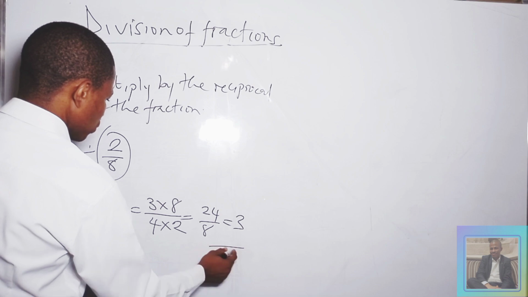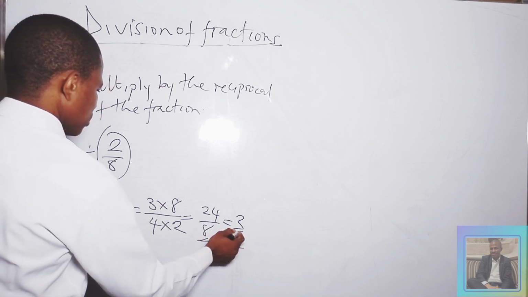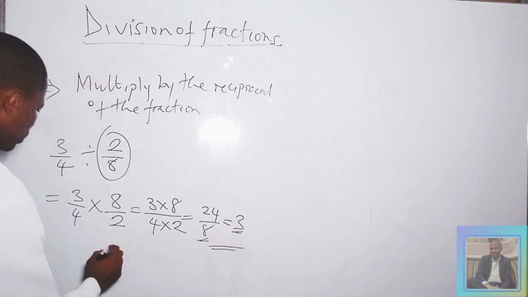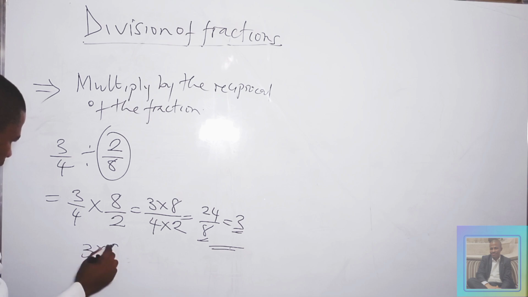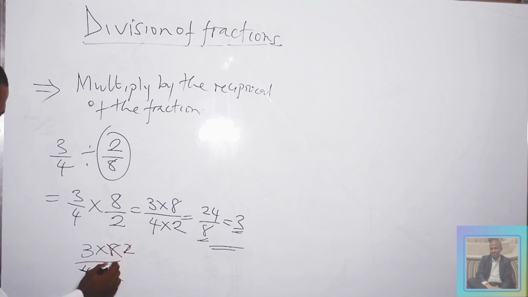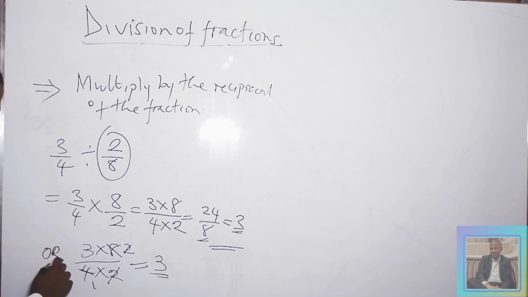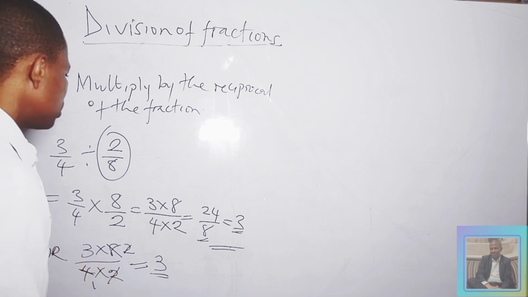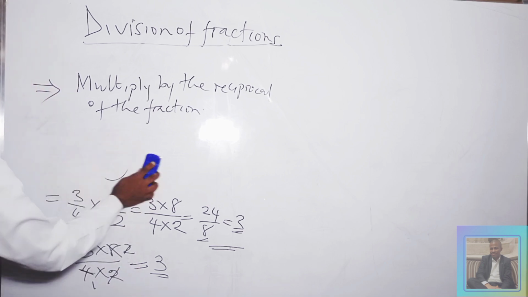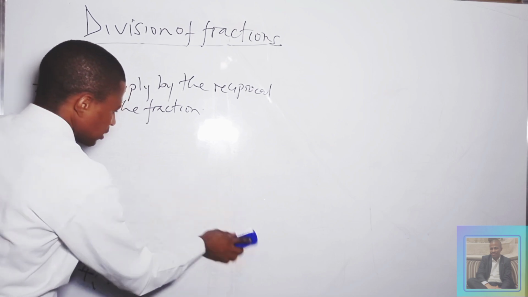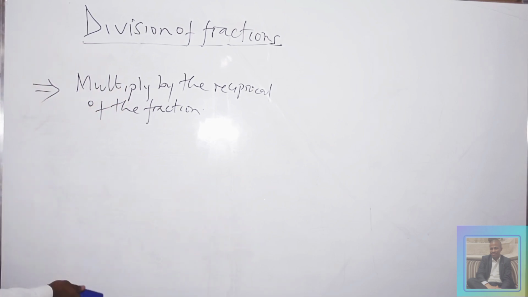We can either do it this way, or we do it this way, 3 times 8 over 4 times 2. We say 2 here, 4 here 1, 4 in 8, 2, 2 we cut 2, and we still have 3. We can do either method. Let's consider another example.